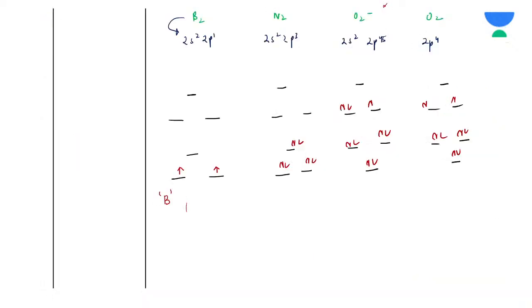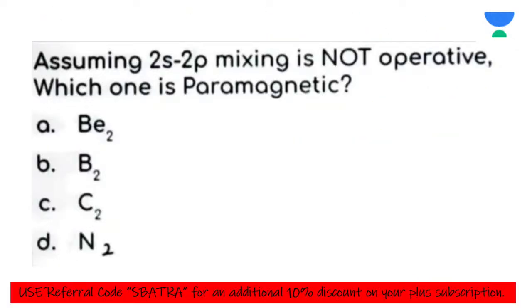Great. So let's take the next question. Assuming 2s2p mixing is not operative, which one is paramagnetic? So if 2s2p mixing is not there, which molecule is paramagnetic, that you need to find out.